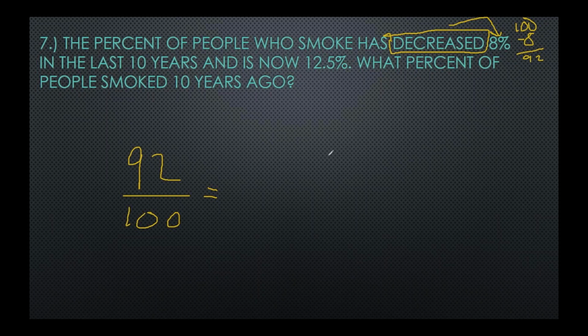Right? That's our ratio. Now we have to determine what is happening. We're talking about now, and we're talking about 10 years ago. So which one was bigger? Let's think about this. The percent of people who smoke has decreased in the last 10 years and is now... so it's going down, right? So now is smaller than then, if that makes sense, right? So it's now 12.5%. So the 12.5 is on top and X is on the bottom. Because what was it 10 years ago? Well, it was higher 10 years ago because it's decreased.